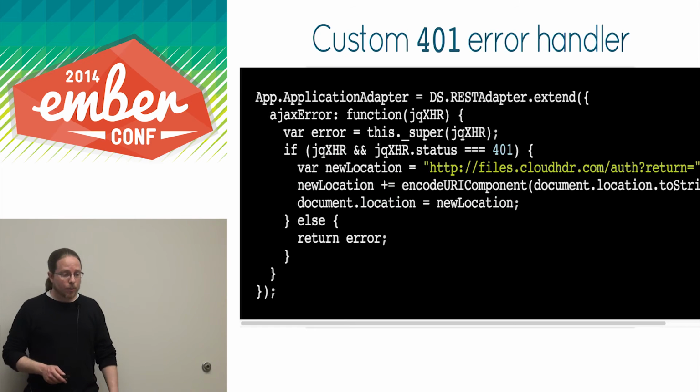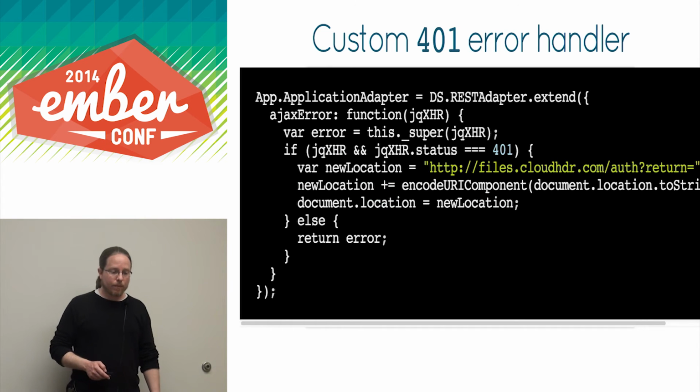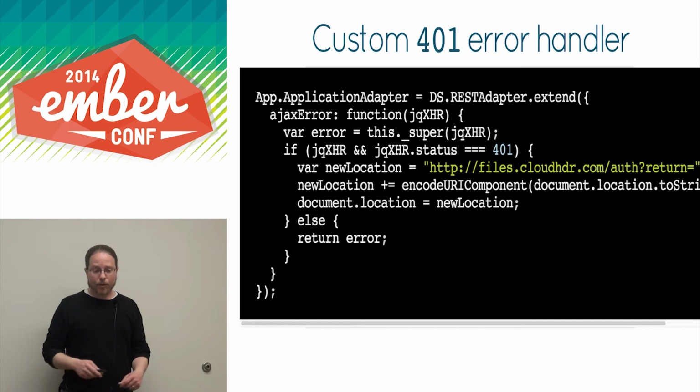Handling authorization errors is also pretty easy. Inside of where you set up your REST or your application adapter, and I'm extending off of the Ember Data REST adapter, I just register a custom AJAX error function. And what this function does is, anytime there's an AJAX error, it's going to inspect the jQuery XHR object that comes back, look to see if the status code is 401, and if so, then it builds a new location that is the URL for the authentication point on the API service, and then it's going to set document.location to be the new location, and that achieves the redirect.